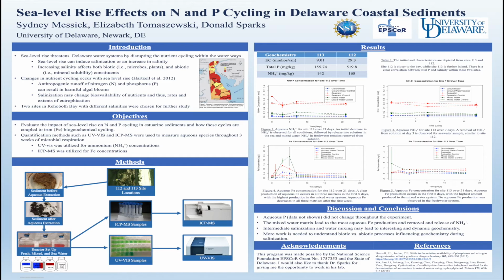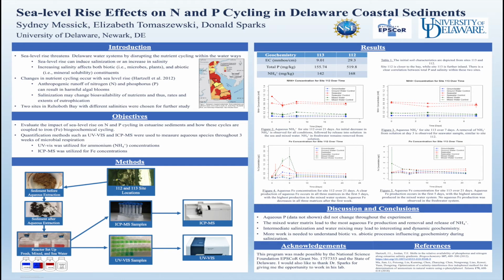Then moving to the 113 data, we see that the aqueous iron production occurs in the first 5 days, with the highest amount produced in the mixed water, as we would see in the 112 site, and no aqueous iron production was observed in the freshwater system, which is interesting to see.